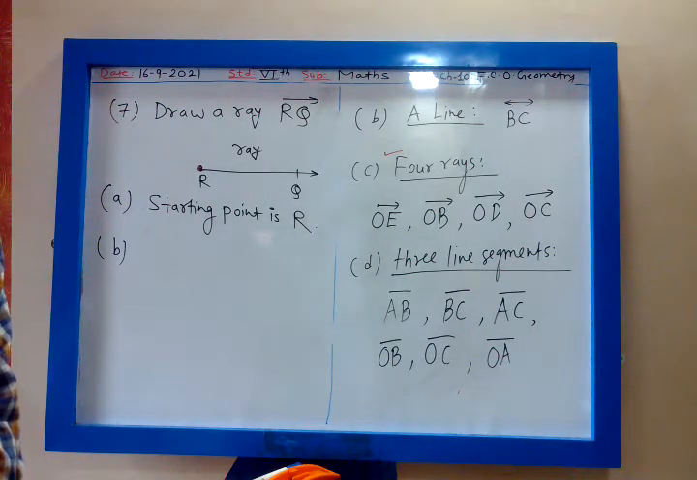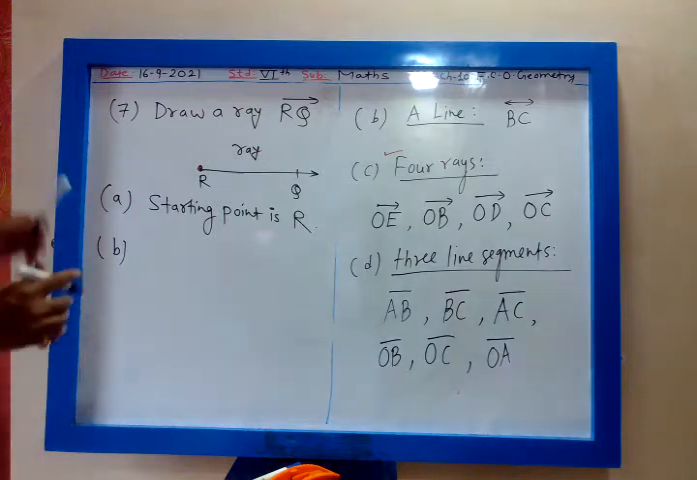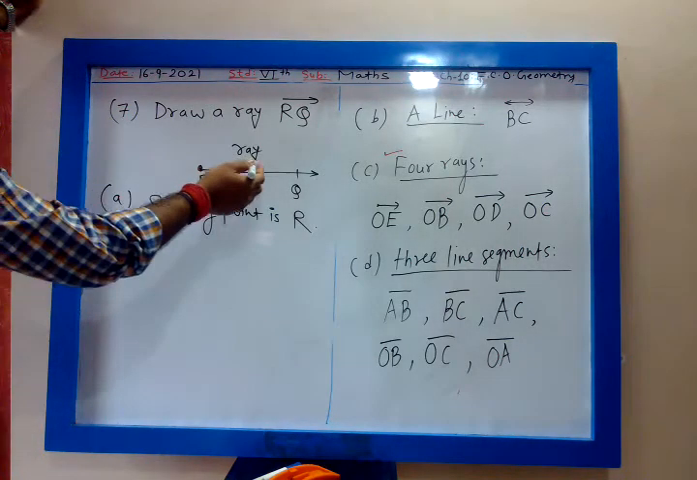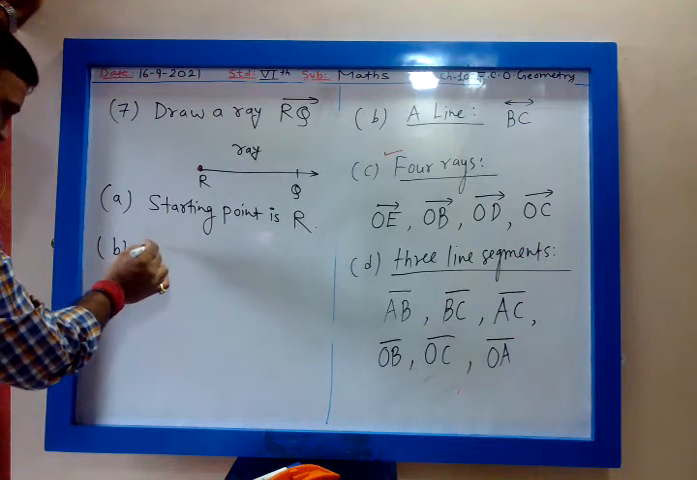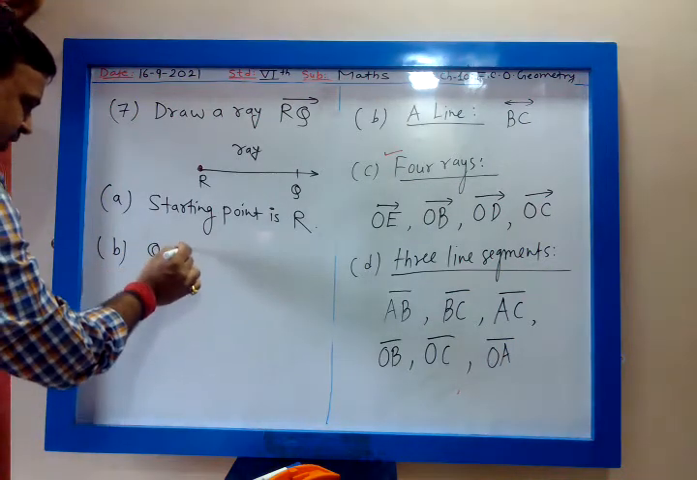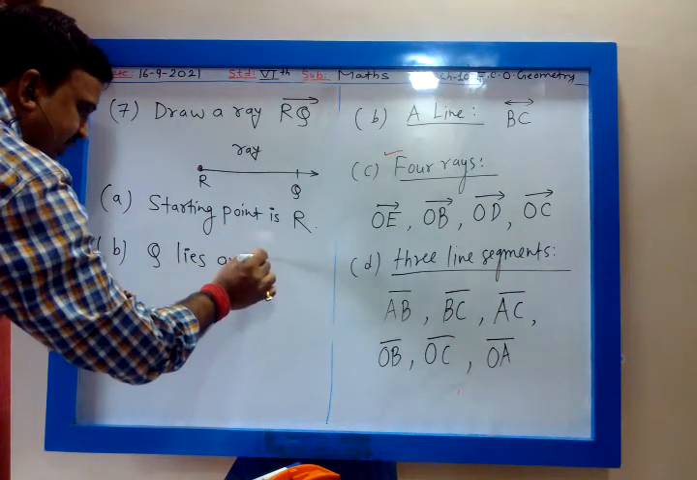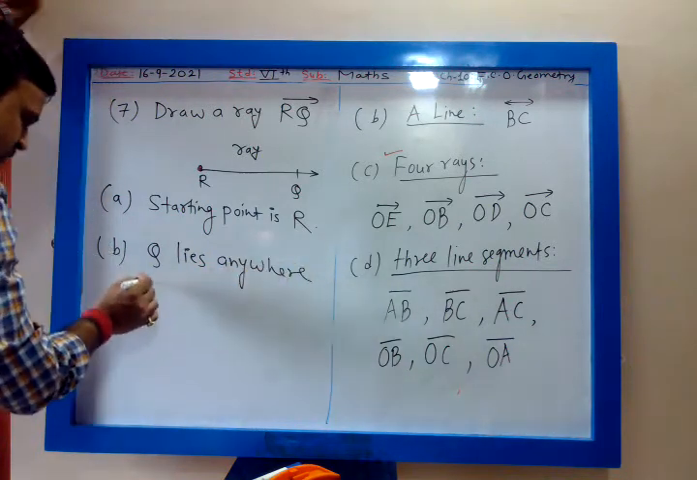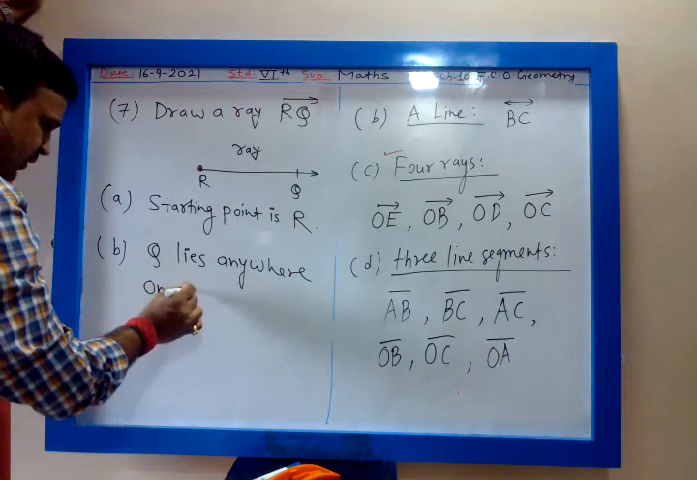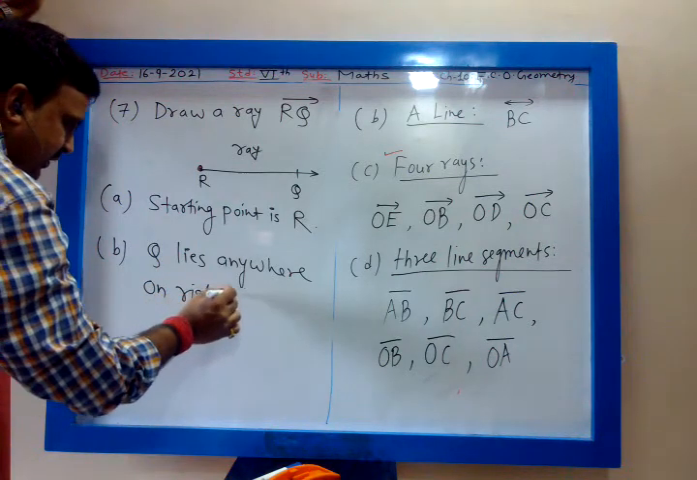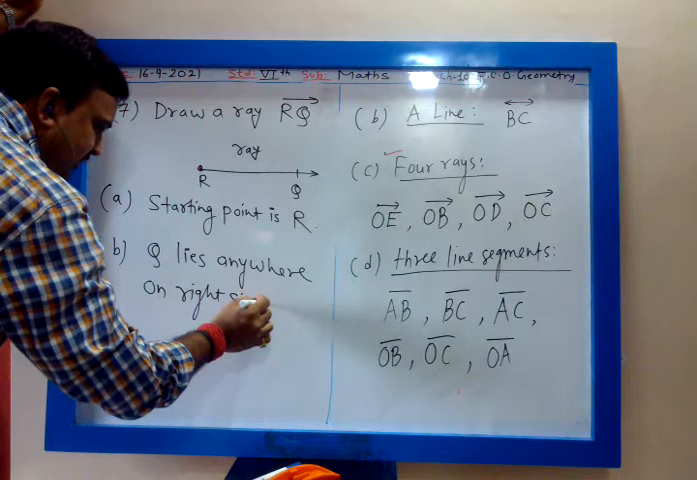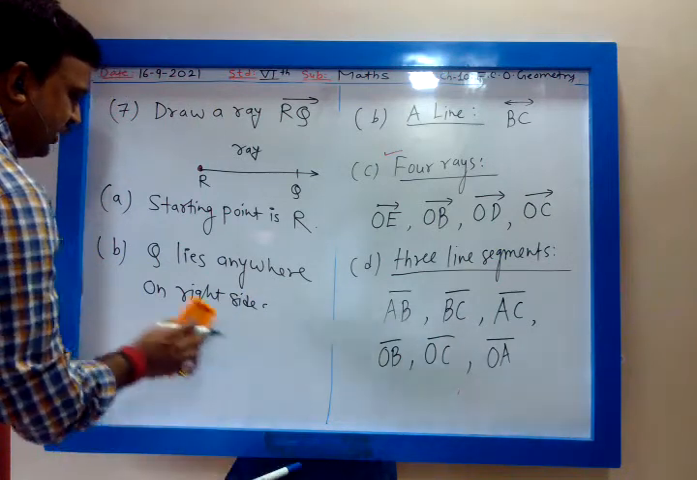My dear, Q lies anywhere. You write Q lies anywhere on the ray. Q lies anywhere on the right side of the ray. See here, my dear, you cannot say right side.